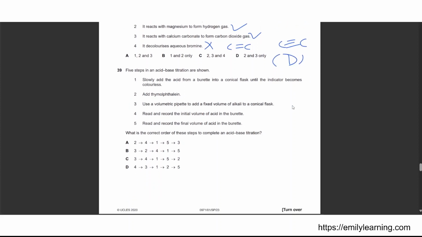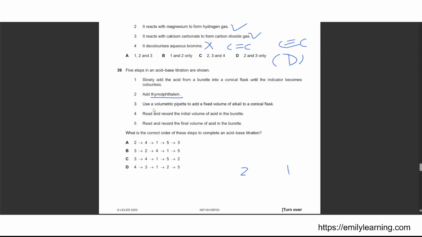Question 39, five steps in an acid-base titration. So what do you do in a titration? Let's read the steps first. You slowly add the acid from the burette into a conical flask until the indicator becomes colorless. So before you add it, you need the indicator, right? So step 2 must go before step 1. So we know 2 goes before 1 already. This is adding the indicator, thymolphthalein, which is an indicator. So you need to add it before you add the acid dropwise, right?